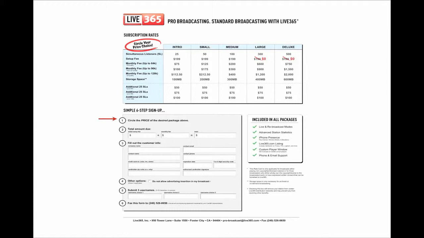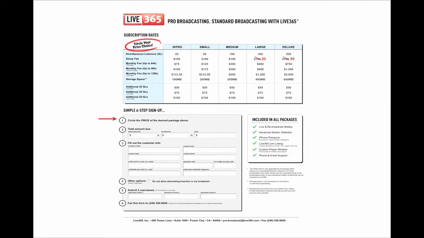Now, the pricing is based on not only simultaneous listeners, but also the quality of your broadcast, referred to as 64, 96, or 128K. Those sound qualities will differ from 64, an FM radio quality, 96, a near CD quality, and our 128K, which is our premier CD quality station. Go ahead and circle your monthly fee based on your listeners and the quality of your broadcast.